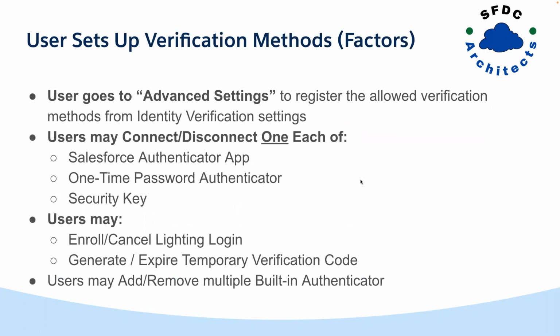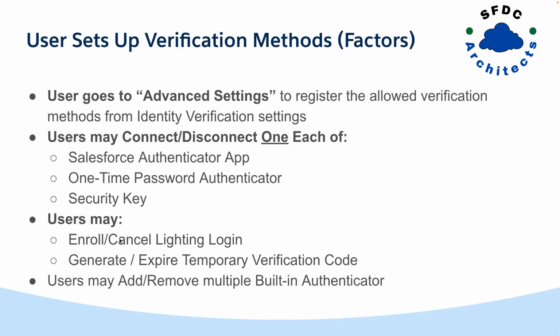So what kind of verification methods can you set up for users? A user can log into Salesforce, go to advanced settings, and register their own methods. Obviously, you can't register a user on their behalf. They have to register their own. Users can connect up to one each of a Salesforce authentication app, a one-time passcode, or a security key. These are all individual verification methods you can create.